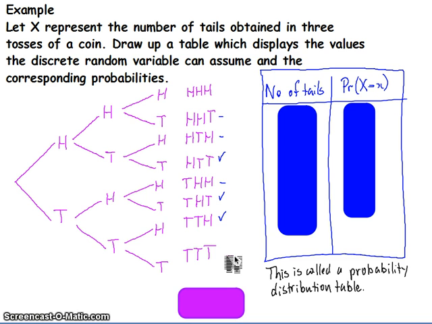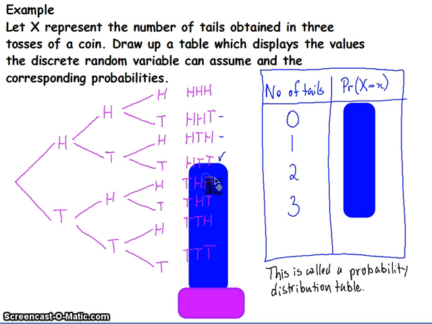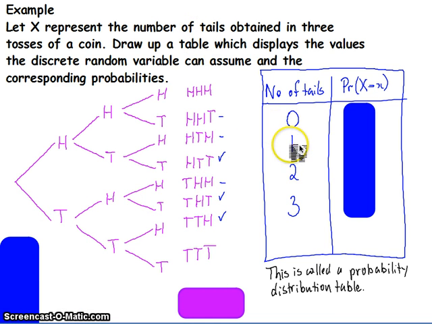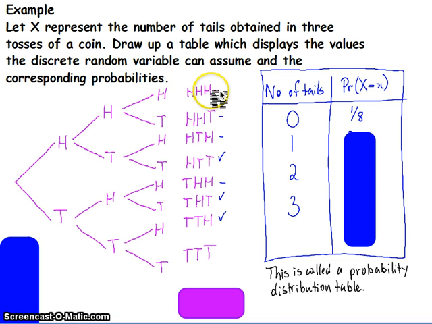Okay, so we want to know what we are looking at: the number of tails. So the number of tails here could be anywhere from 0, 1, 2, or 3. And then the probability that X equals x, the probability that it's 0. So 0 tails means you must have head, head, head, and that is 1/8. We've already established that.